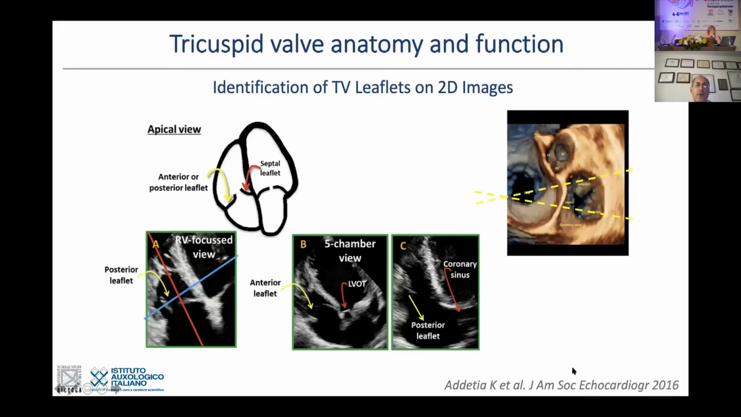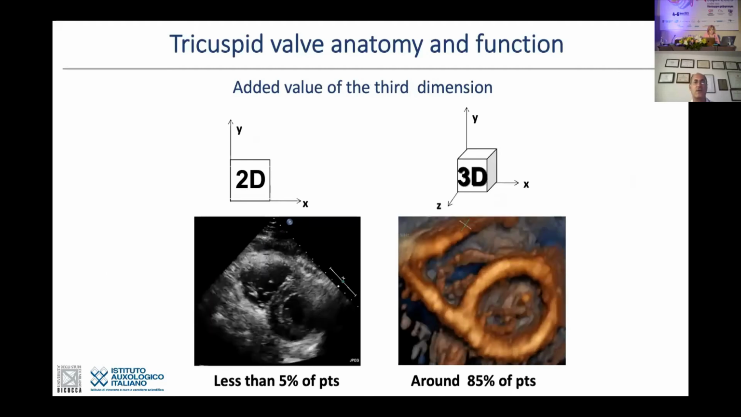A few years ago, Karima Adezia from Chicago proposed a sort of technical guideline on how to identify the leaflets, showing that when you have a 4-chamber view, if you tilt your probe and the LVOT appears, you are quite anterior, so opposed to the septal leaflet you will have the anterior leaflet. If tilting you will see the coronary sinus, you are quite posterior, and this is the posterior leaflet. But this is not that easy, and it's also time consuming.